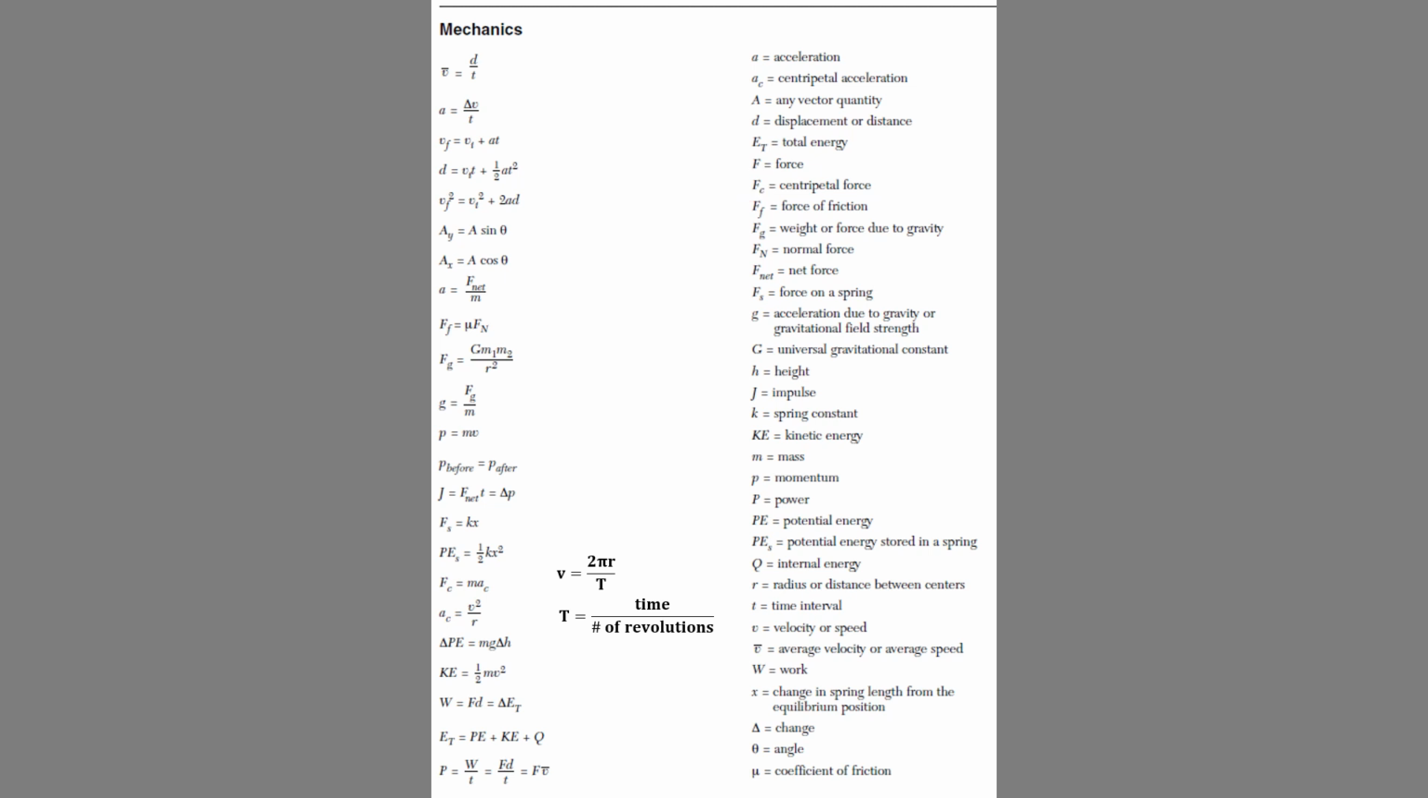Now, you might want to write in the other version of this. So instead of ma, it's mv squared over r, because a is equal to v squared over r. So if you want, helpful tip, write it in.